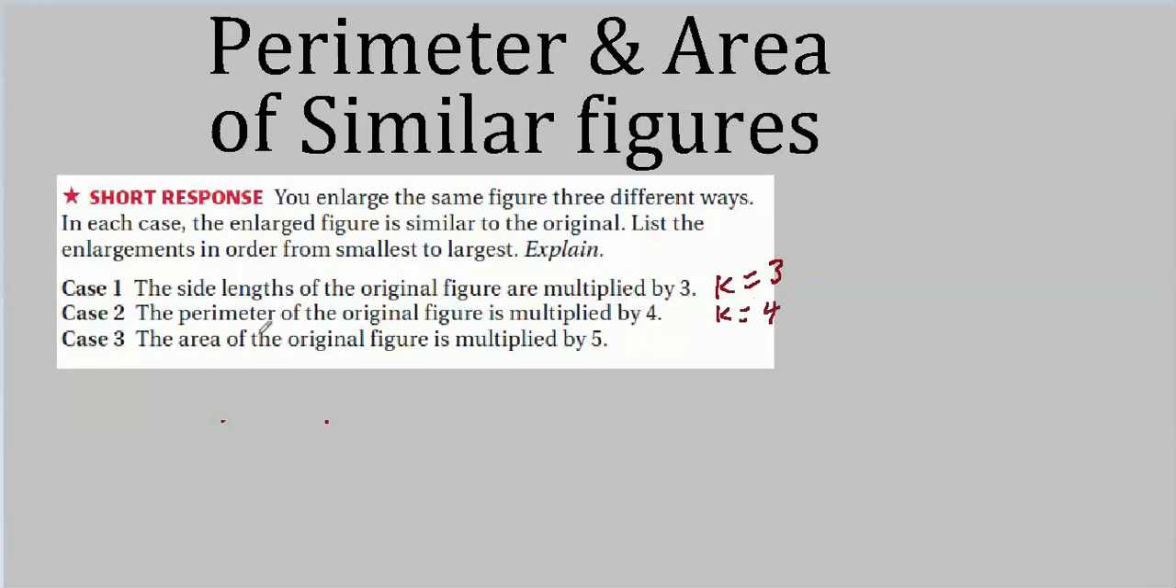Here, the area of the original figure, in other words, our scale factor for areas is 5, but that means that k is the square root of 5. Because when we say the scale factor for the areas, what we're saying is k squared equals 5. So k equals the square root of 5. Well, let's see here. The square root of 5 is definitely less than 3. 3 squared is 9. It's like 2 point something. That's less than 3. So this would be the smallest one.